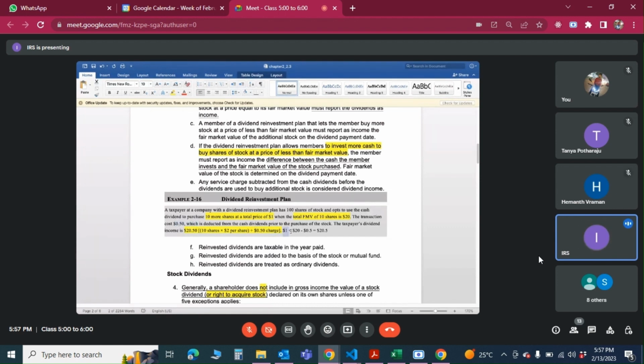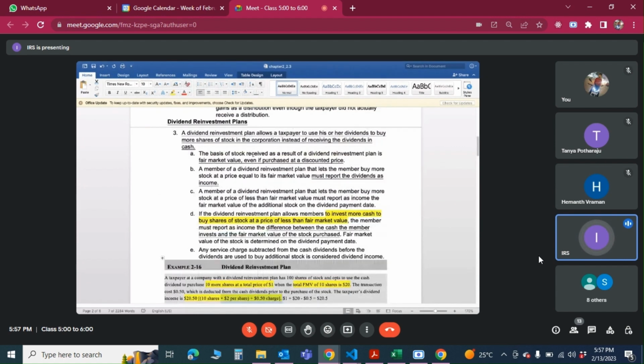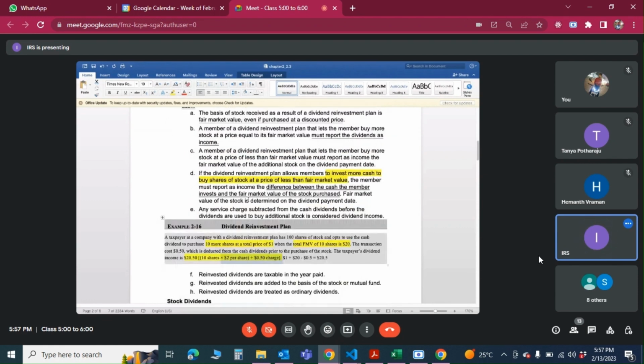I don't think we should do it this way. This is what we need to do. We always saw that the fair market value has to be reported as the income. So what is the fair market value? The fair market value for 10 shares is $20. The transaction cost is 50 cents, which is deducted from the cash dividend, and this person is not paying anything there. So the total benefit the person is getting is $20.50. Yes, ma'am.